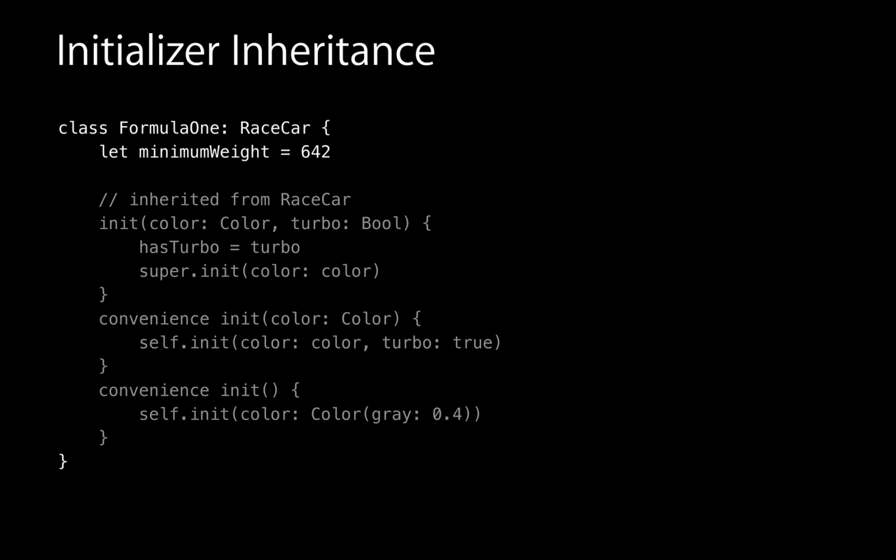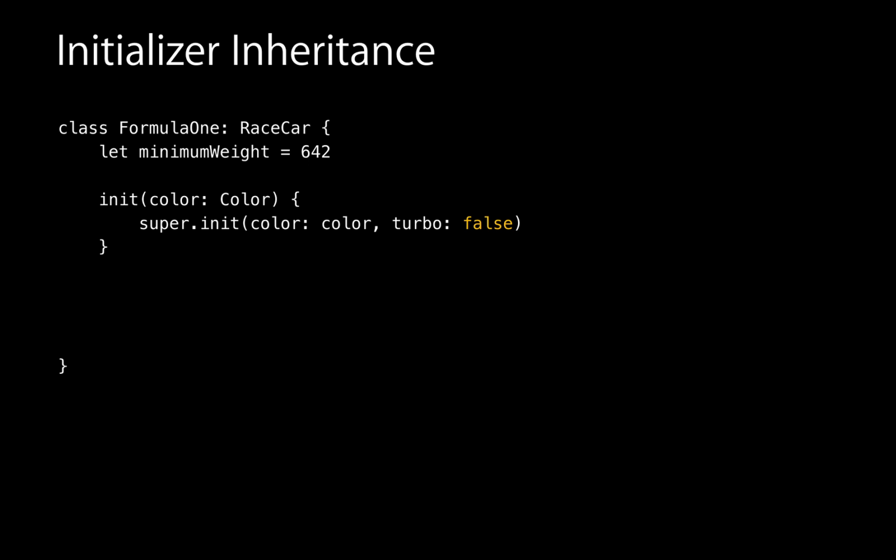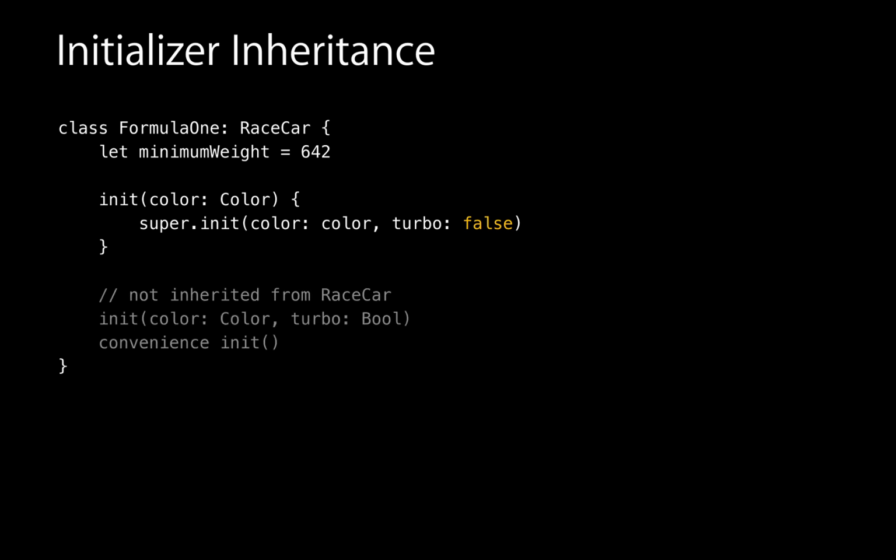Now, if we did this in this particular case, we'd have a problem because one of the convenience initializers we've inherited sets the wrong value for turbo. Formula One race cars aren't allowed to have a turbo by regulation, and so this wouldn't be appropriate in this case. So instead, we'll define our own initializer here. Now it's a designated initializer because it calls super and passes that turbo value of false. And because we've done this, we provided our own initializer, we actually don't inherit those other convenience initializers or the other designated initializer.